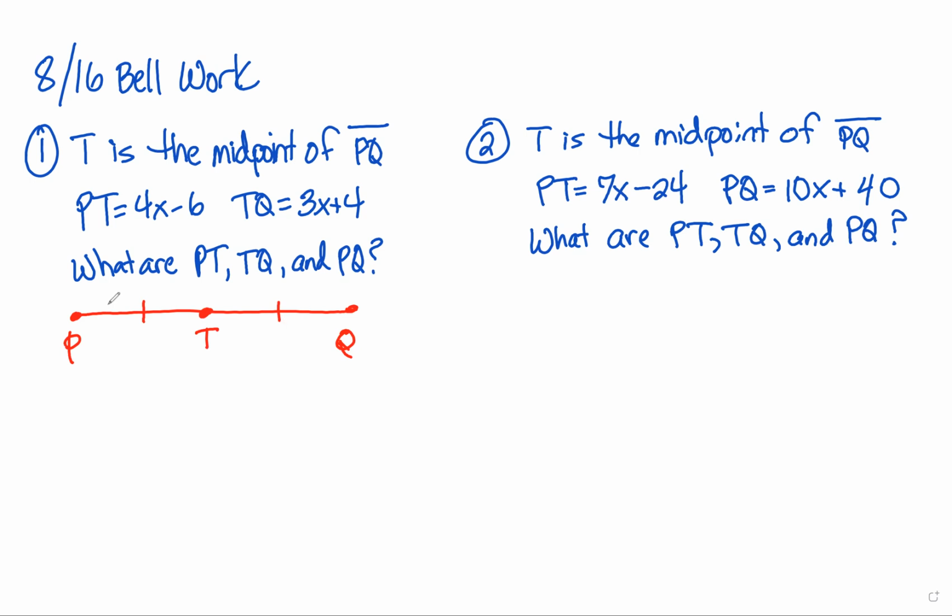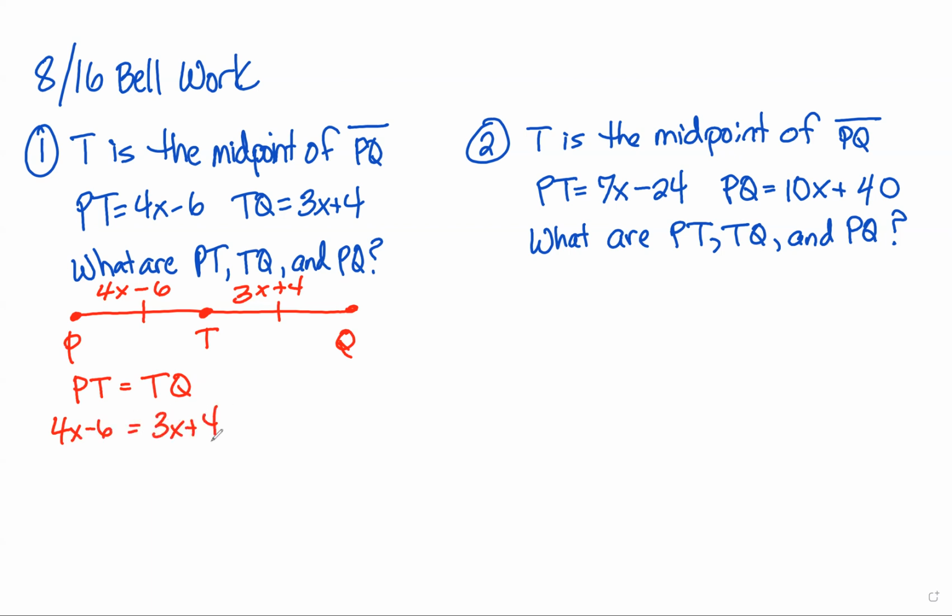And then it says P to T is 4x minus 6, T to Q is 3x plus 4. And we want to find the value of x first before we can answer the questions that are being asked here. Since T is the midpoint, that means that the distance from P to T is going to equal the distance from T to Q. So 4x minus 6 equals 3x plus 4.